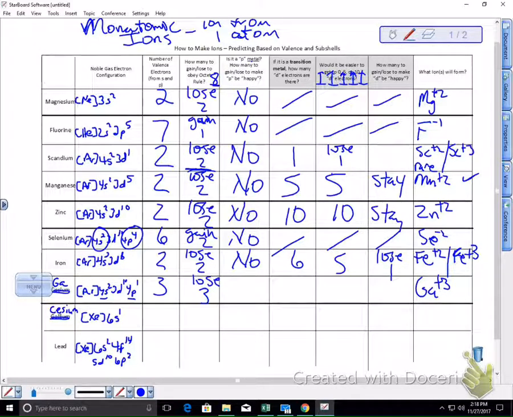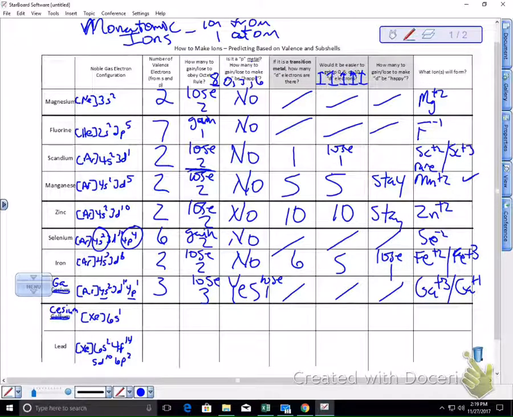So we could go through this. I'm going to say yes here to show you how this works. Okay. How many would it gain or lose to make p happy? Well, like we did with the d's, where the magic number was 0, 10, or 5, which is full, empty, or half full. The p's hold 6 electrons. So for them, the magic number for p would be 0, 3, 6. That's full, empty, and half full. So for gallium, it would lose 1. Okay, it's not a transition. So gallium theoretically could be +1.